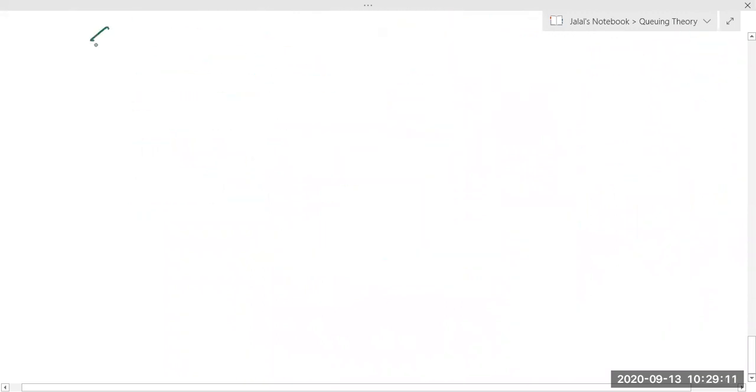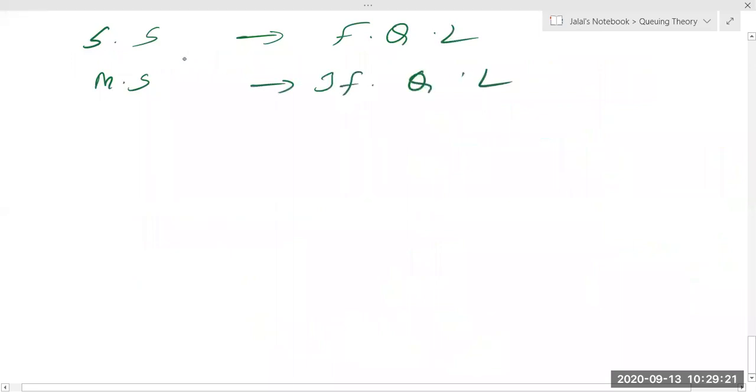Now I have explained two types. I have already told you there is single server, multiple server, finite queue length, and infinite queue length. I've explained this one type, and this second type. Now I'm going to explain single server finite queue length. This is very important. Let me take an example for finite queue length.